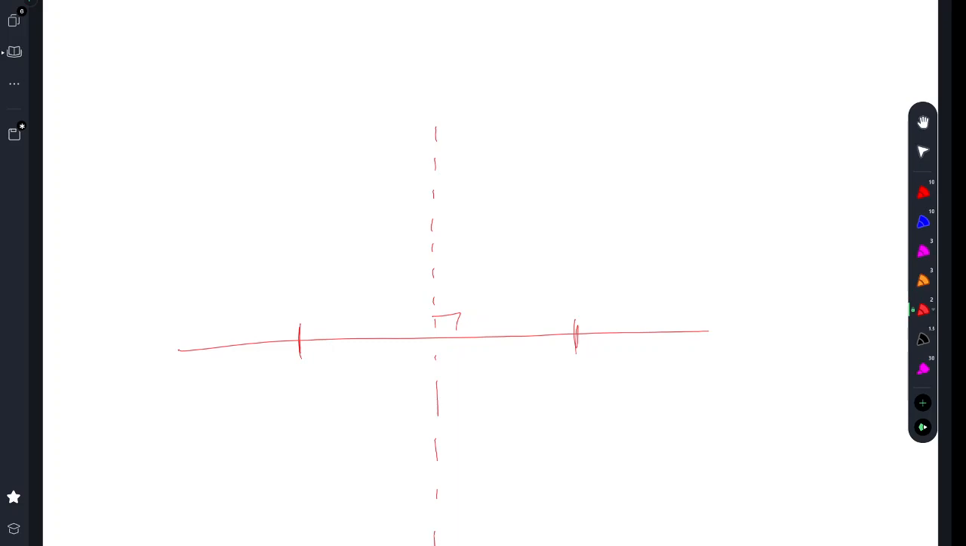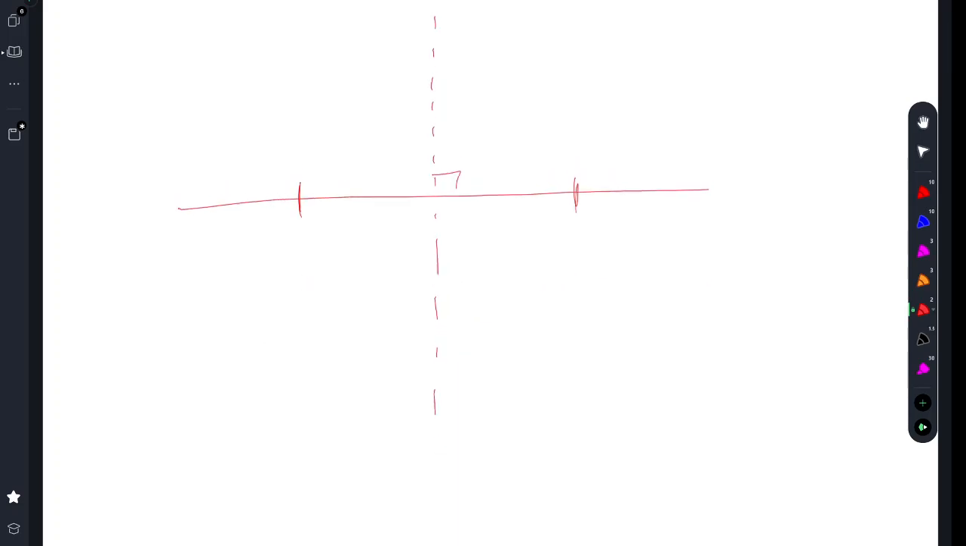Okay, so that line is a perpendicular bisector of that line. What they're saying is, if you pick any point on this line, let's say I pick that point right there, that point will be equidistant to the endpoints of that line. So this distance will be equal to that distance.